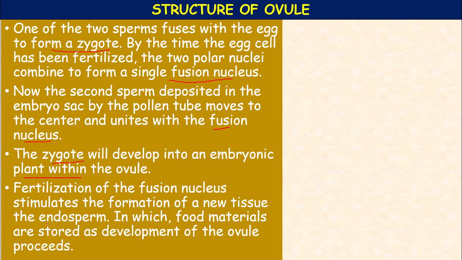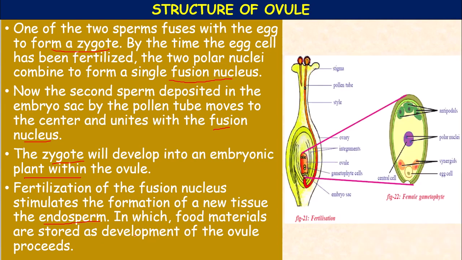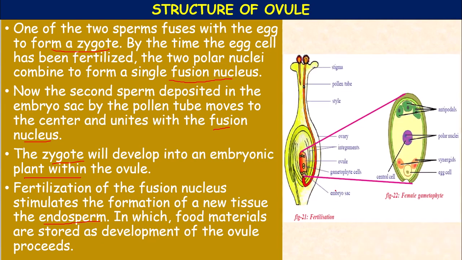What is that new tissue? Endosperm. The nucleus formed by the union of the fusion nucleus and sperm results in the endosperm nucleus. It is triploid in nature, in which the food materials are stored as development of the ovule proceeds. This is called the fertilization phenomenon. It is a unique feature of flowering plants, the modern plants.